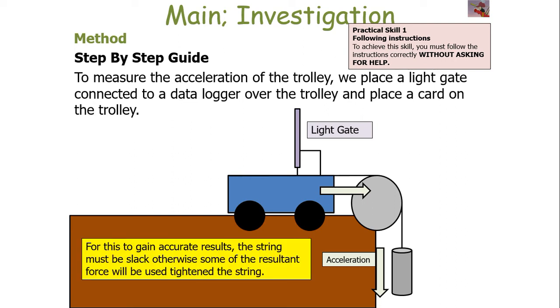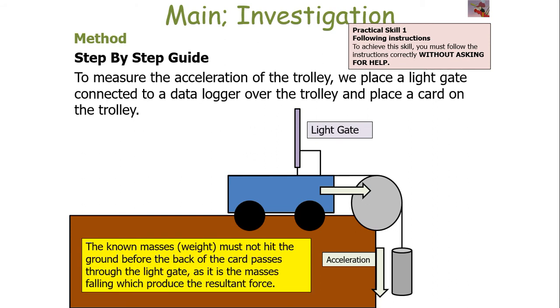Now, for this to gain accurate results, the string must not be slack, otherwise some of the resultant force will be used to tighten the string. So you've got to make sure the string is completely tight before you start the experiment. And also the known masses, the weights in this example, must not hit the ground before the back of the card passes through the light gate, as it is the masses falling which produces the resultant force. So if the masses hit the ground before the second measurement is taken, that will give us inaccurate results because it would stop the trolley accelerating.